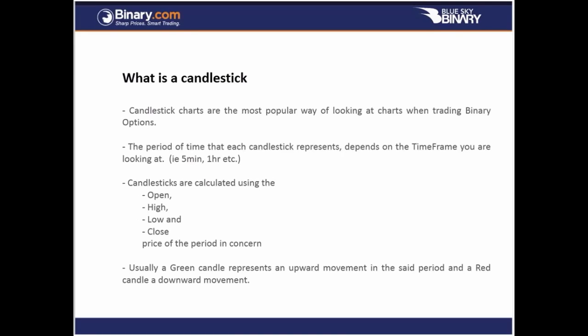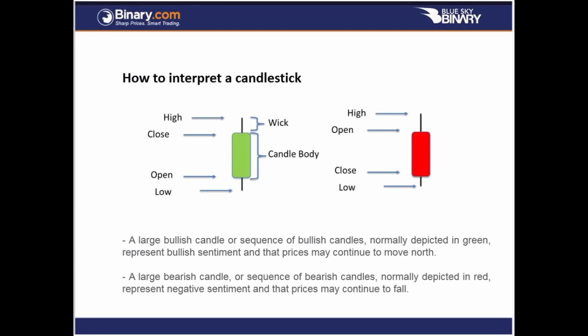So usually a green candle represents an upward movement in the said period, and a red candle represents the opposite, so a downward movement. So this is what candlesticks look like. A large bullish candle or a sequence of bullish candles, normally depicted in the color green, represents bullish sentiment, and that means the price may continue to move north.